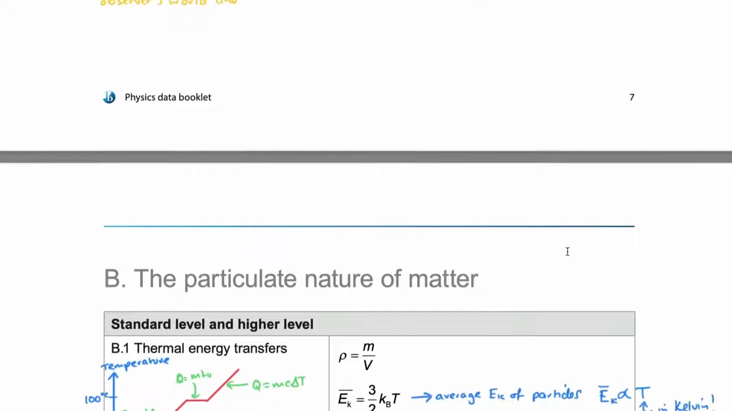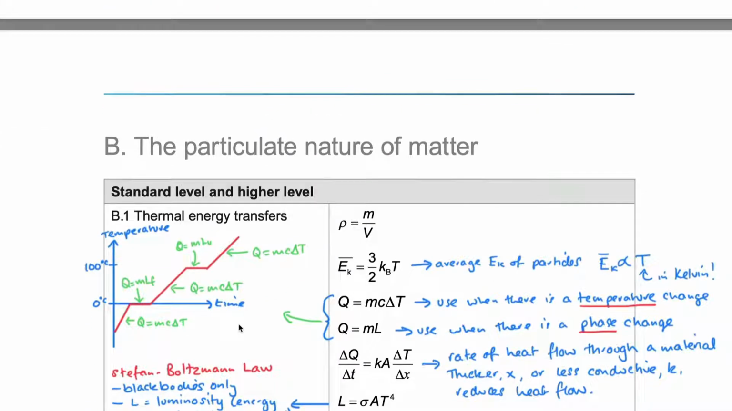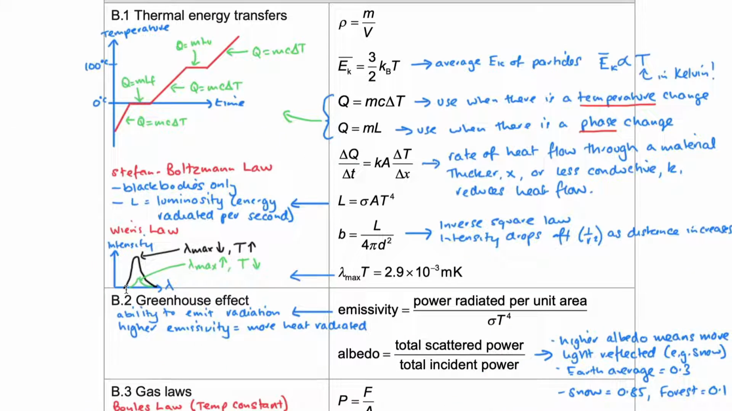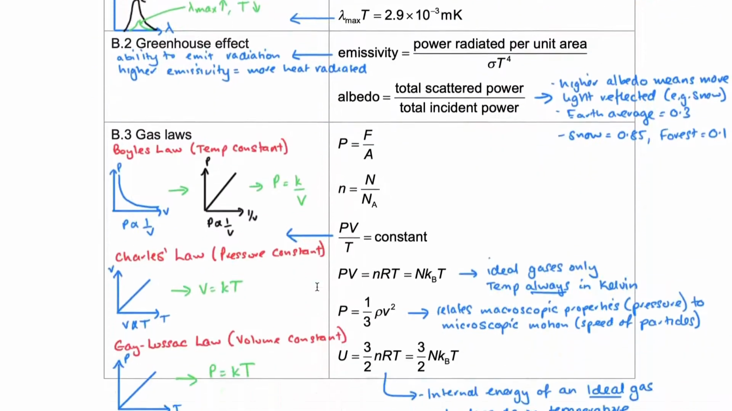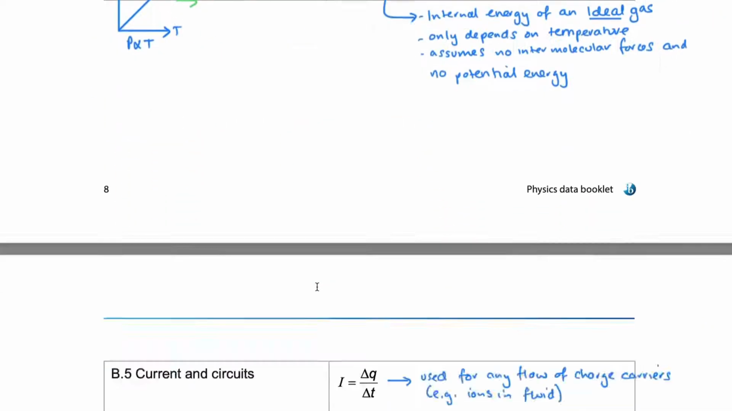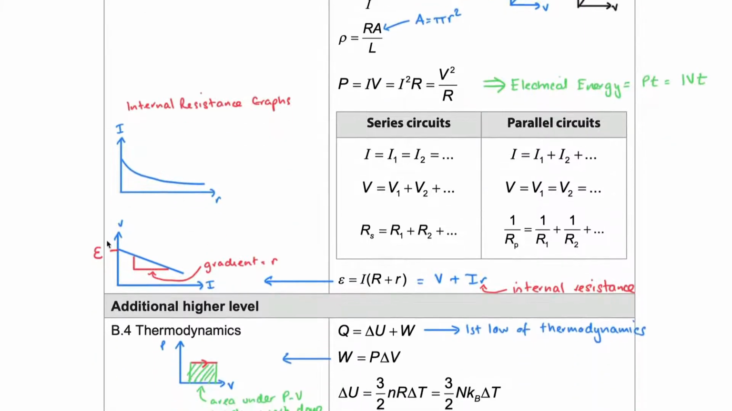Let's look for more graphs. Oh, the thermal energy transfers graph. Oh, another great graph. Oh, there's so many good graphs. The intensity graph for Wien's law shows how the maximum wavelength of intensity of radiation is related to temperature. The gas laws. I cannot tell you how useful adding graphs to your data booklet is.